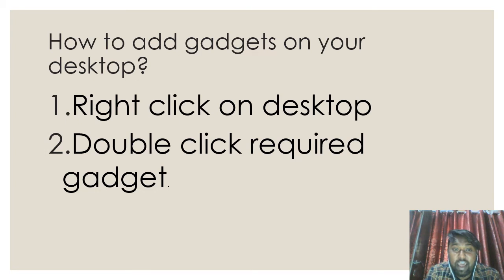The next one is how to add gadgets on your desktop. So now we have understood about gadgets. Now we are going to learn how we can add those kinds of gadgets of Windows 7 on our desktop. The first step is, on the desktop screen, means the home screen, you have to right click on the empty area. After the right click, one menu box will appear. There you have to see the option called gadgets. Below the personalize option, if you click gadgets, another window will appear.